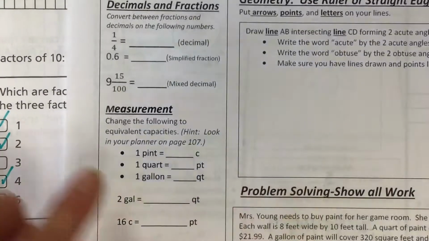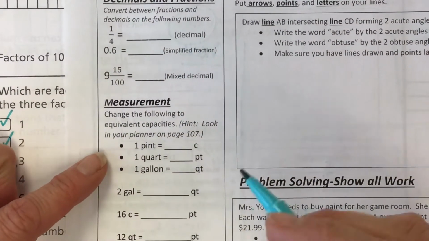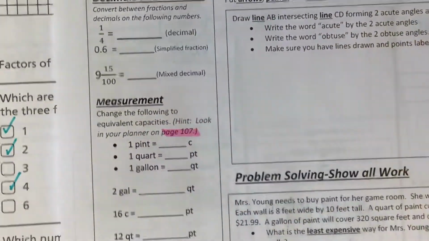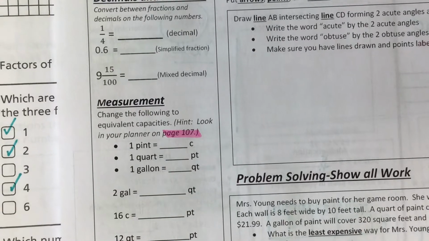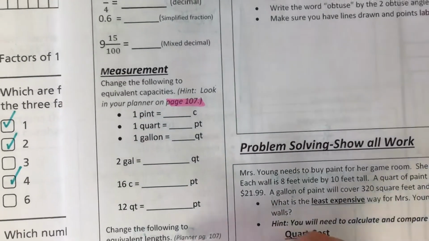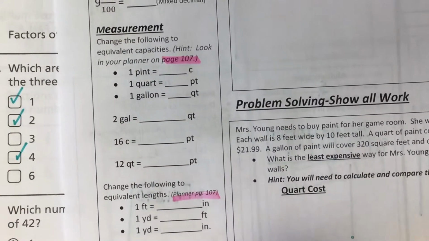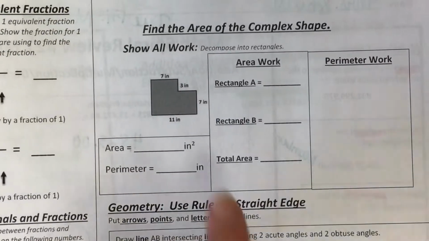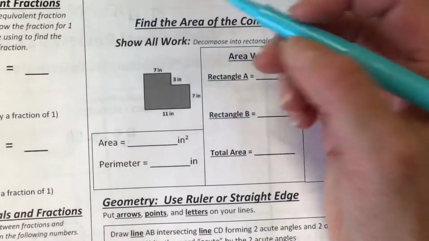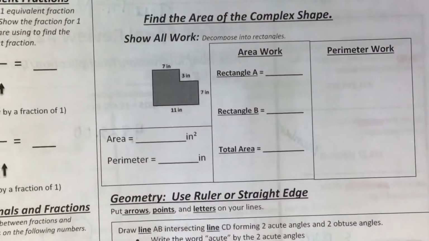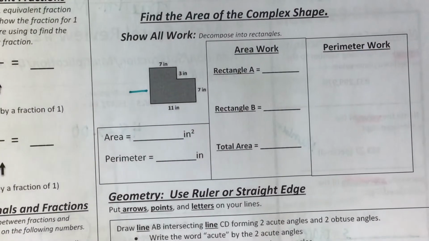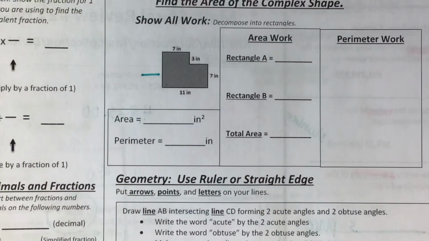Okay. Then we have measurement conversions. It tells you what page to look on. Okay. This one you need to show your work on. I need to be able to see it. Okay. Here we have the area of a complex shape that's just 2 triangles. So you just need to find this missing side, and you need to divide that.